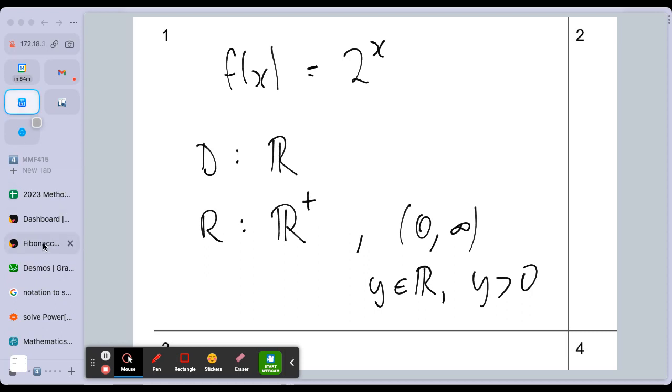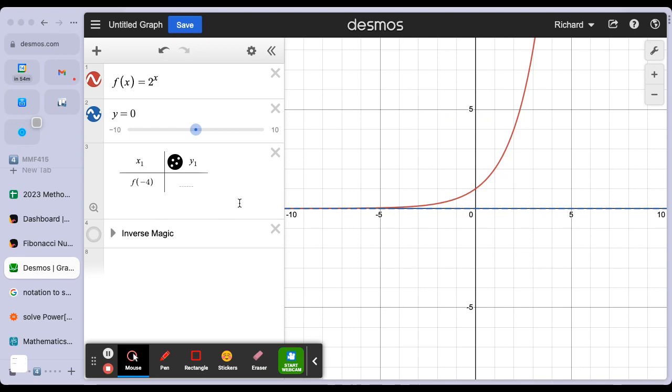What I want you to do now, I'll put the graph back on so you can see it, is without graphing, what would the inverse, not the inverse function necessarily, what would the inverse domain and range be like? 30 seconds to do that. Okay, that's all you're getting for it.